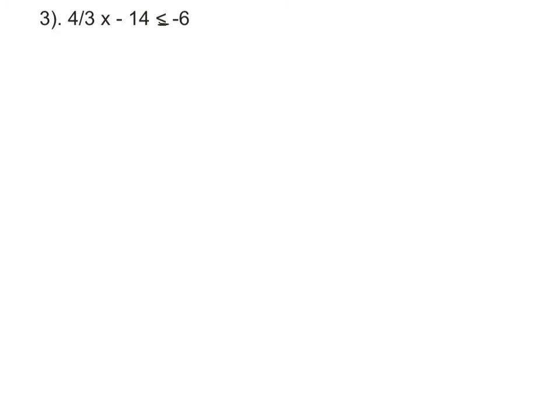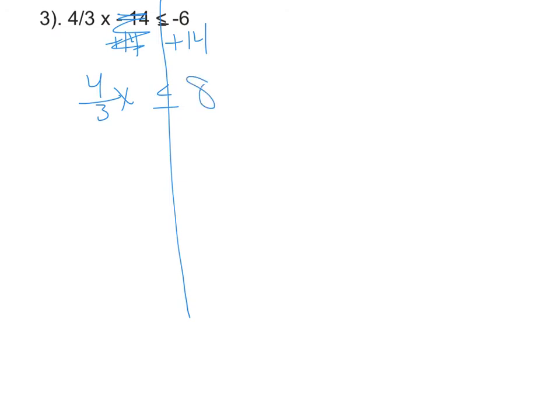Okay, example 3. We have 4/3 x minus 14 is less than or equal to negative 6. Draw your line. Okay, once again we don't have distributive or combining here. So let's get rid of this minus 14. So we're going to add 14 to both sides of your inequality. On the left, the 14's cancel, and we'll have 4/3 x less than or equal to. And then negative 6 plus 14 is positive 8.